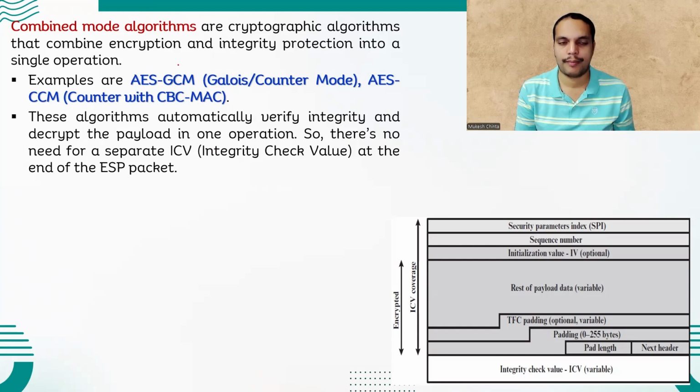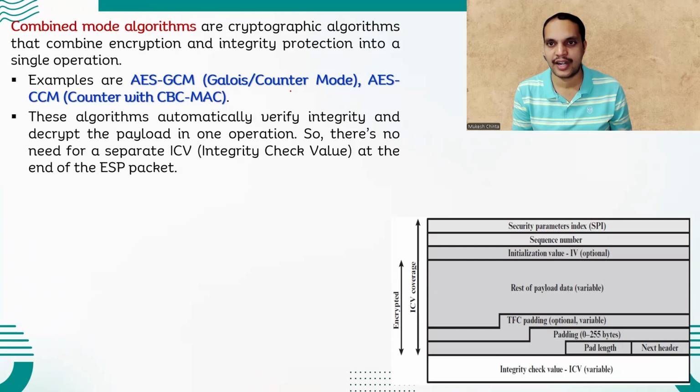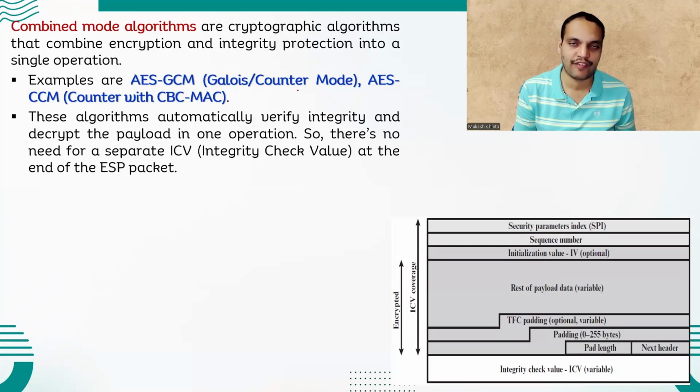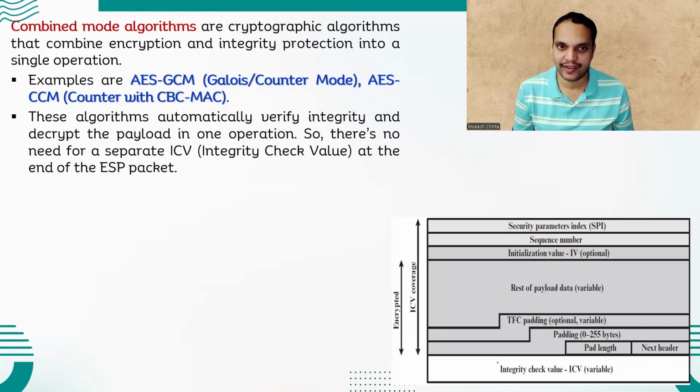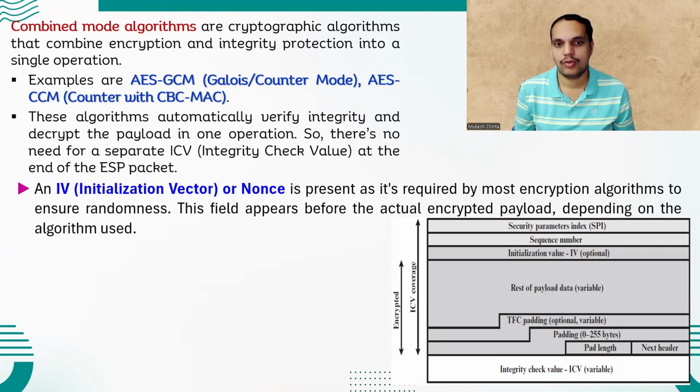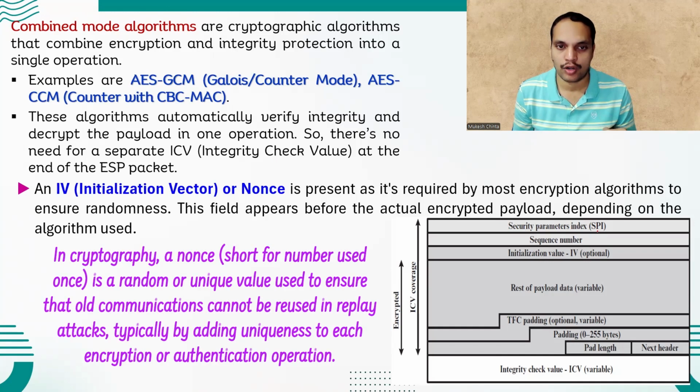So do remember that the integrity check value can be omitted if you are using a combined mode algorithm. If you are not using it, and it is mentioned that it is required for the algorithm, only then we add the integrity check value. It is a variable length field. It is not fixed length. Now, in some cases, when you are using cryptographic algorithms, we might require something called an initialization vector, or in some cases a nonce.